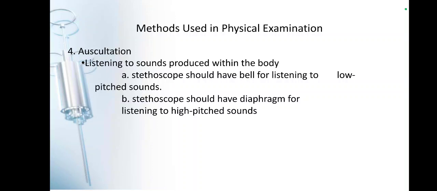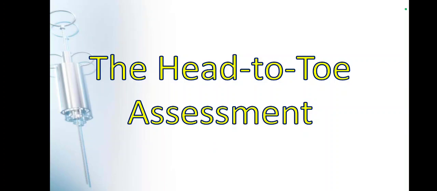Now, auscultation is a process of listening to sounds that are produced within the body. For example, the bowel sounds, heart sounds, and lung sounds. These are just examples of sounds produced within the body. You use the stethoscope, wherein the stethoscope should have a bell for listening to low pitch and a diaphragm for listening to high pitch sounds. So now let's proceed to your head to toe assessment.